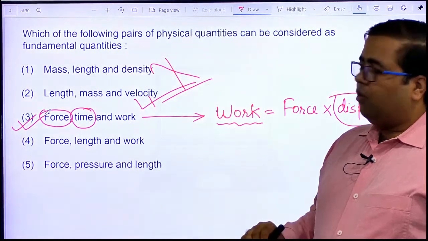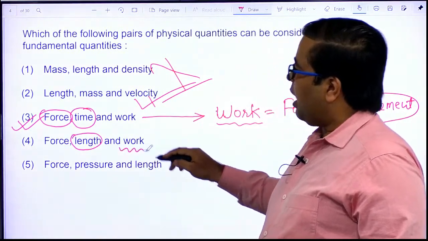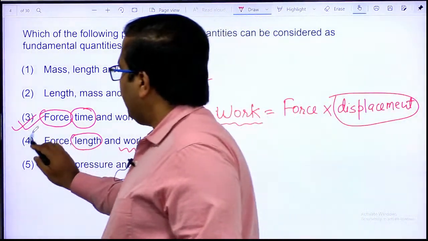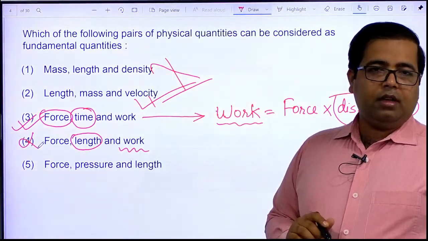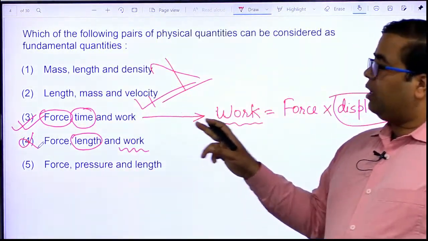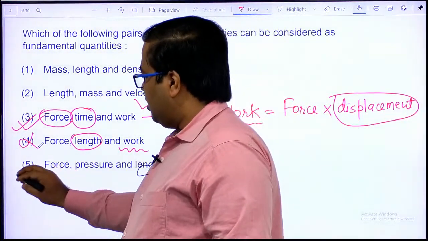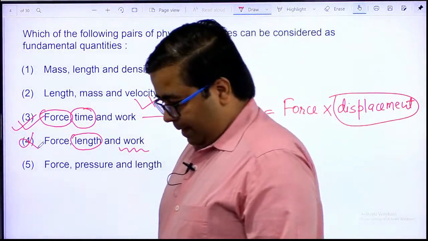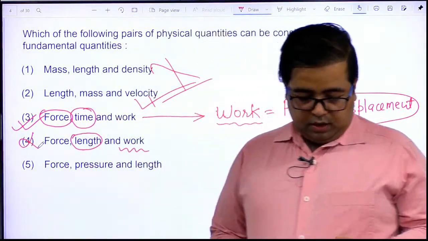Now I am coming to the fourth. Just see, here we have length. That means work can be derived using force and length. That means we cannot take force, length and work as fundamental quantities. Now you know that. I have discussed 1, 2, 3 and 4. What about the fifth one? It's for all of you. Can I take it as fundamental or not? I need the answer. I'm waiting for your answer now.